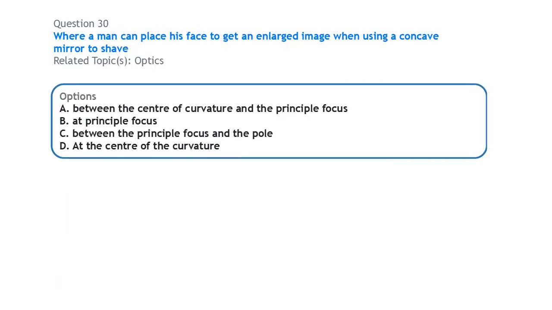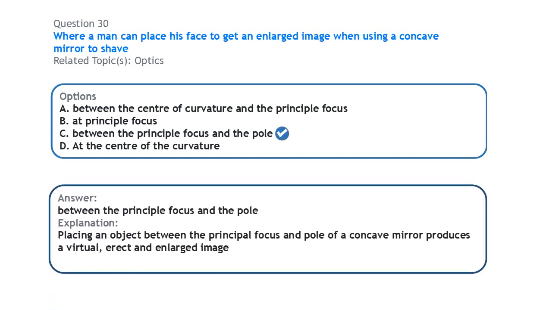Where can a man place his face to get an enlarged image when using a concave mirror to shave? The man should place his face between the principal focus and the pole. When an object is placed between the principal focus and the pole of a concave mirror, then a virtual image, which is erect and enlarged, is going to be formed. So for the man to get an enlarged image when using a concave mirror, he should place his face between the principal focus of the mirror and the pole.